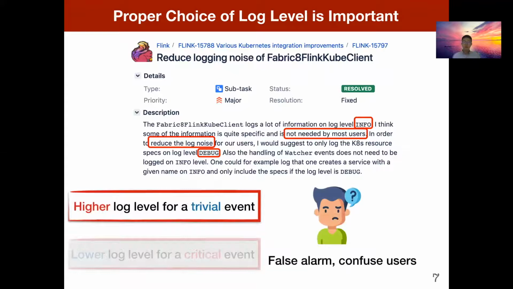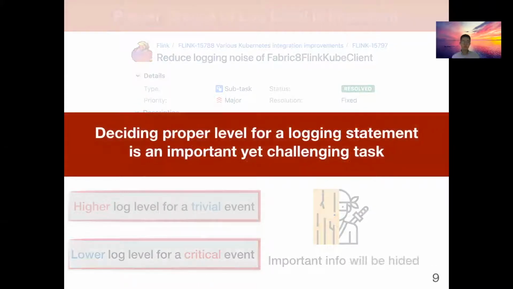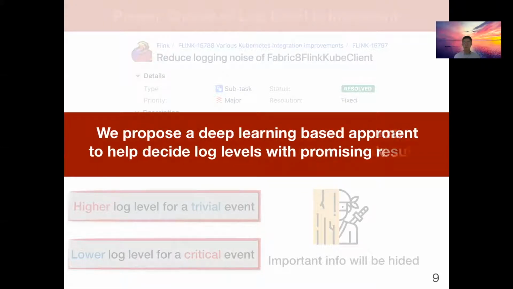If we set too high levels for some trivial system events, then there will be too many false alarms and users will be confused. In contrast, if we set too low levels for some critical events, such as a system crash, then very likely the critical information will be hidden in a tremendous amount of general information, or even cannot be generated at all. So in practice, deciding a proper level for a logging statement is an important yet very challenging task. In this paper, we propose a deep learning-based approach to help decide log levels, and we achieved promising results.